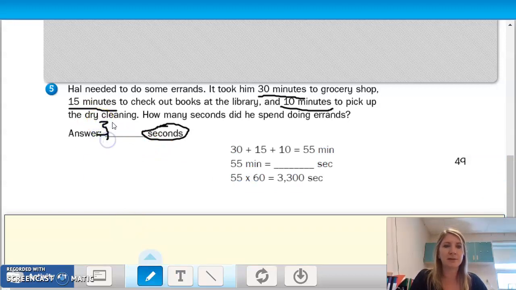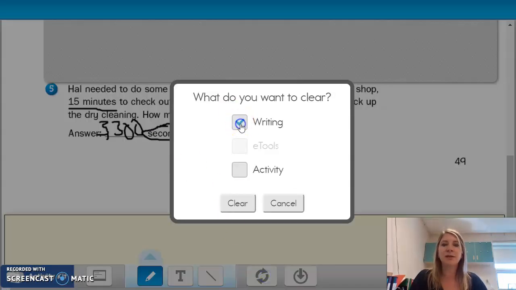Threes are probably the hardest number for me to write. And this one's got 2 of them. All right, 3,300. Gorgeous.